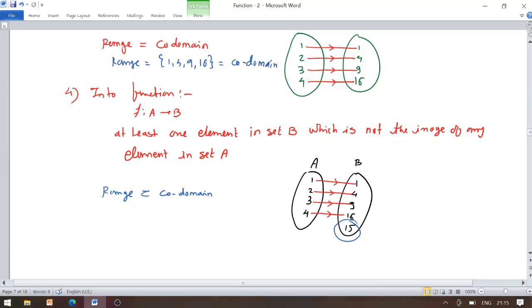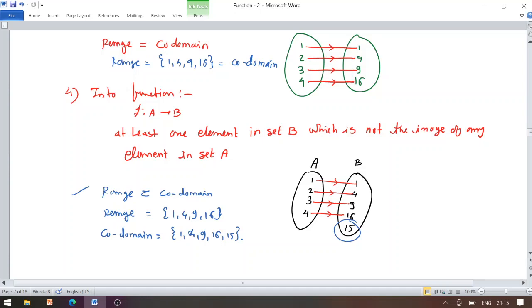But now look here, we have a range of the form of a set of elements 1, 4, 9 and 16, those having images, or we might say pre-images, in set A, while the codomain is the set of all elements of B: 1, 4, 9, 16 and so on. So if we observe both sets, the range set and the codomain set, here the range becomes a subset of your codomain.